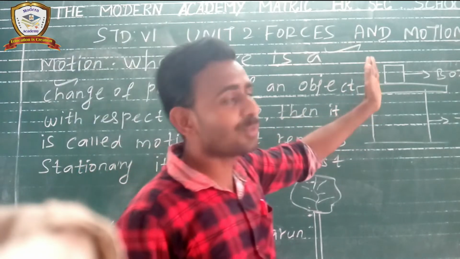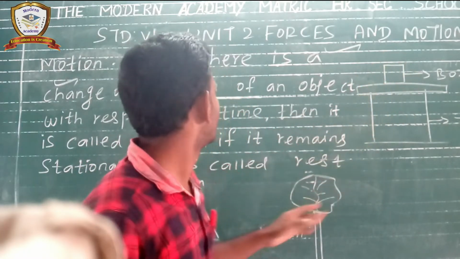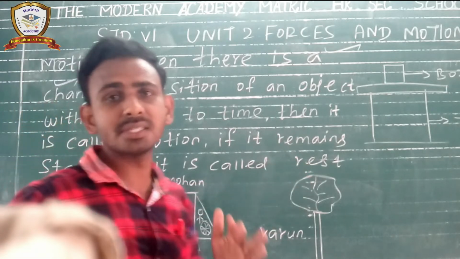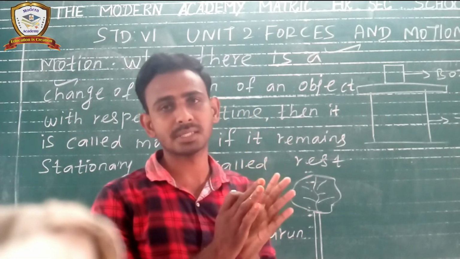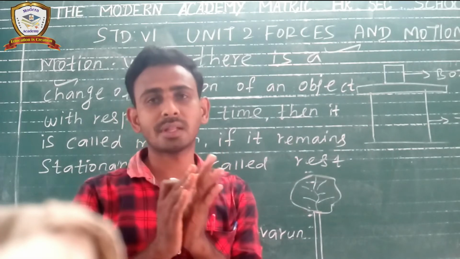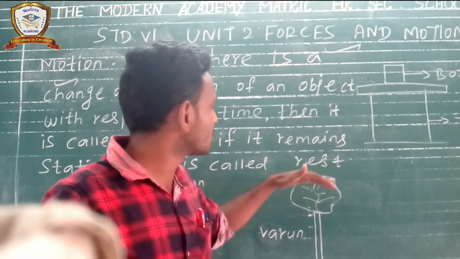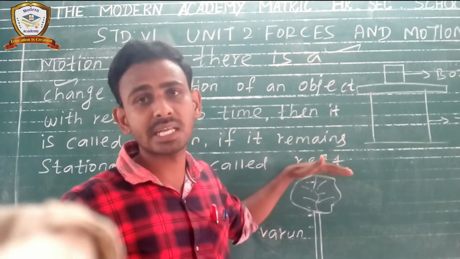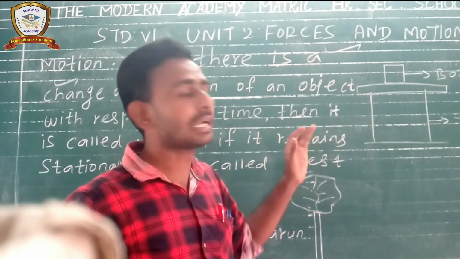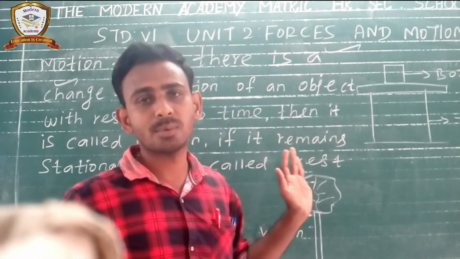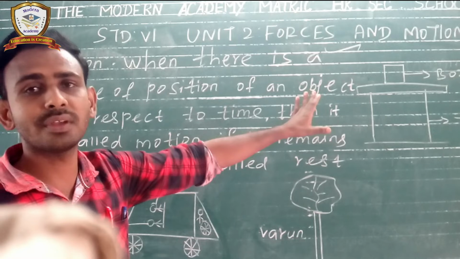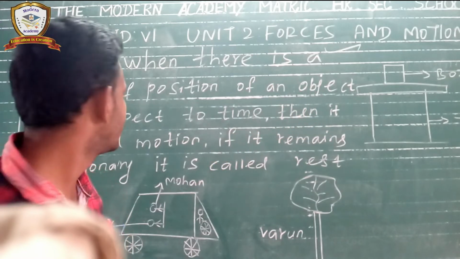Suppose the object does not move from this place to another place, that position is called rest. Okay, so motion means moving from one place to another place. Rest means no need to move from one place to another place, right? That means the object is stationary. Stationary means constant, or else that object is retained in the same place itself. So that is called rest. Motion and rest are both very important in this lesson, right?